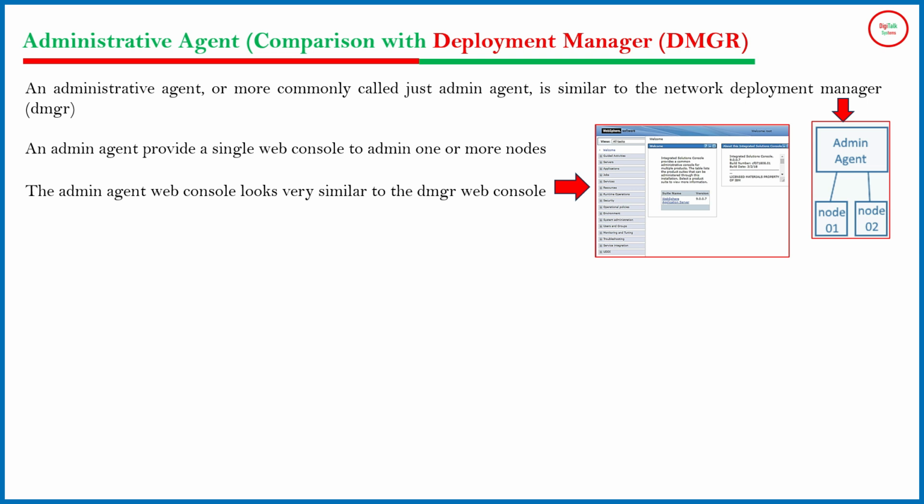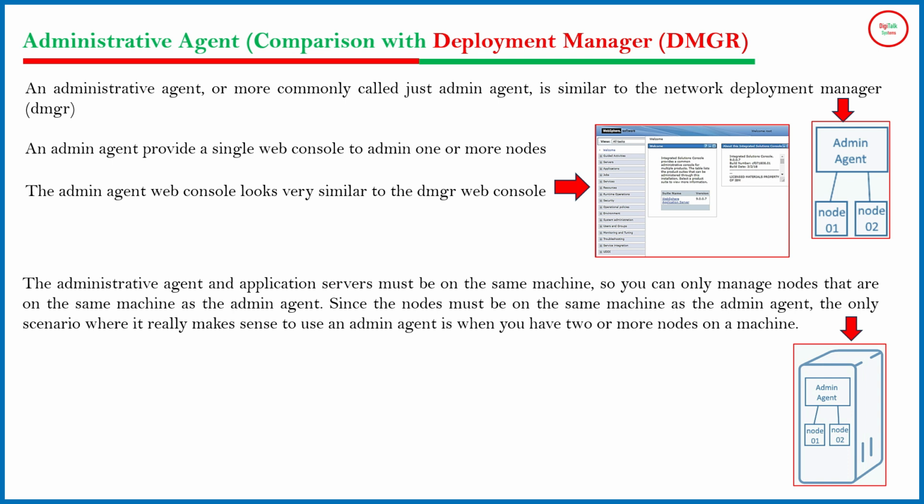Now, what is the difference between the admin agent and the deployment manager? The first thing is that the admin agent and the application servers must be on the same machine. All the application servers that you are going to manage with the help of the admin agent have to be on the same machine. That means if you have horizontal clustering, with multiple application servers running across different nodes and different machines, then you can't use the admin agent to manage them. You can only manage nodes that are on the same machine as the admin agent.